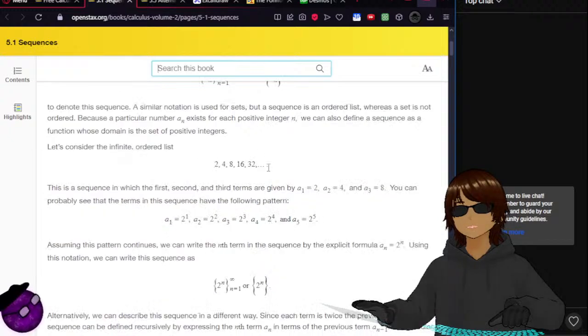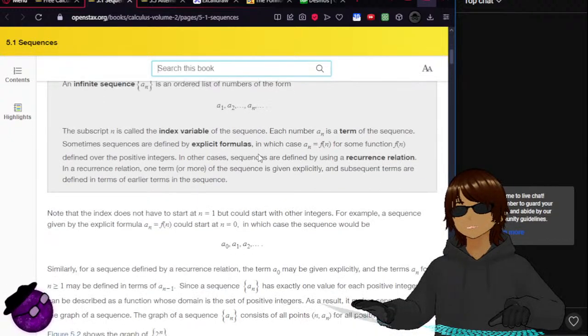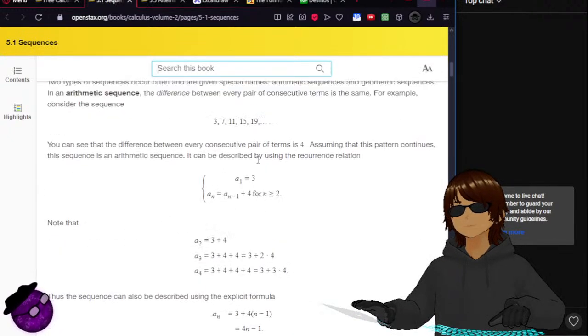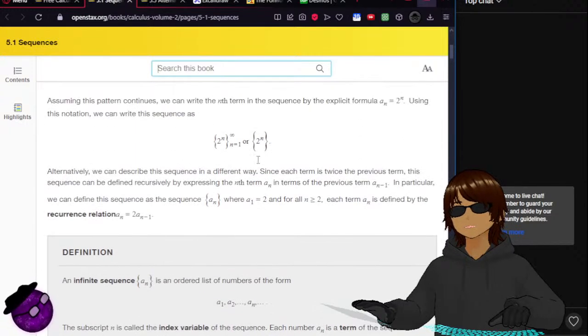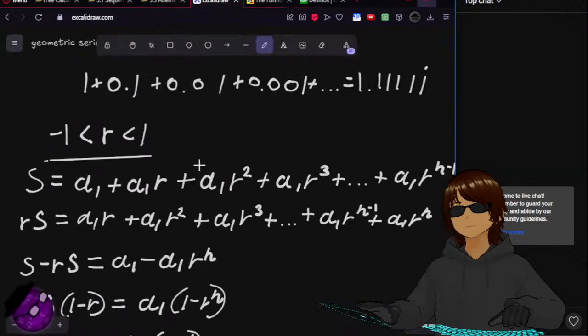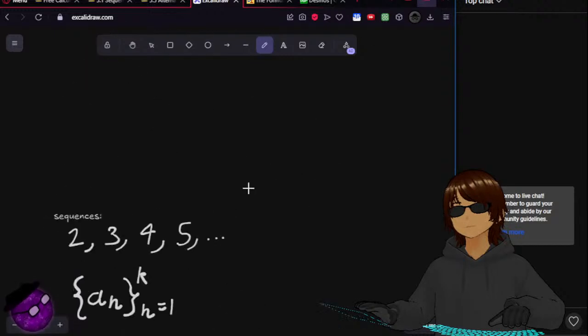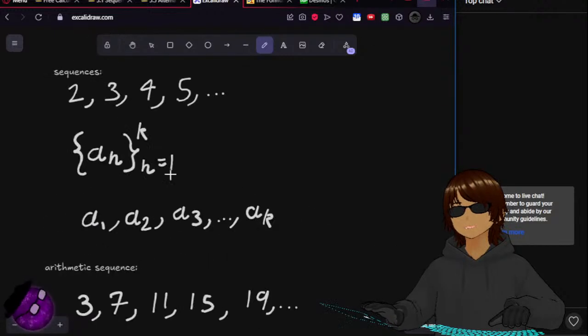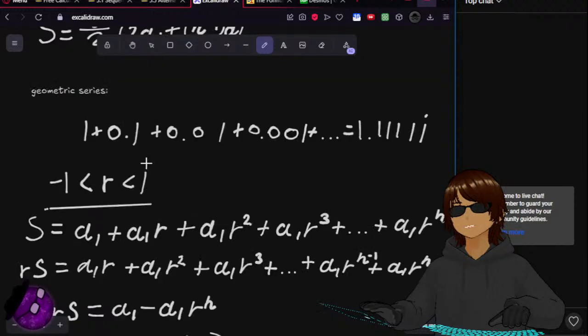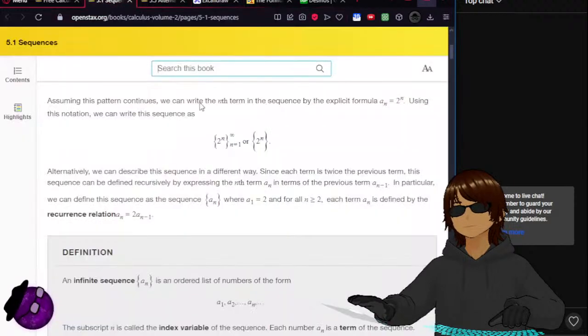So we learned about sequences. This is how we present it. There's a formula way and then there's a curly bracket way.